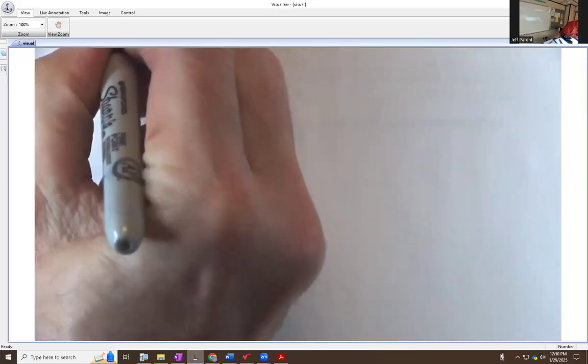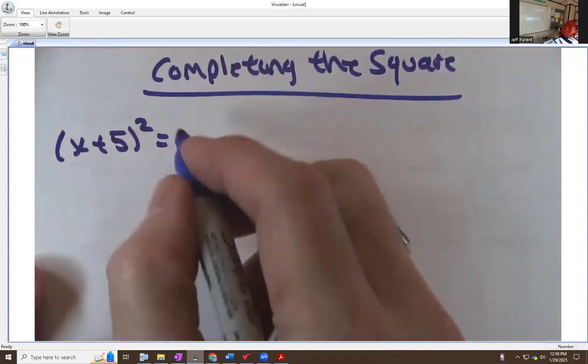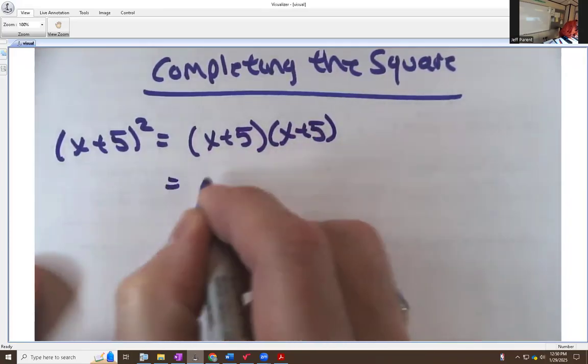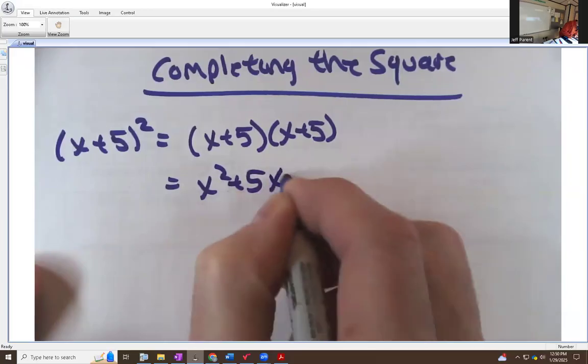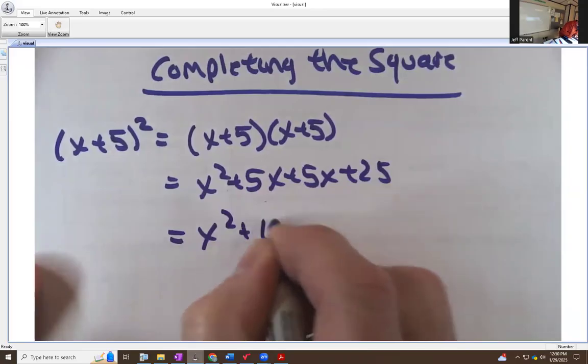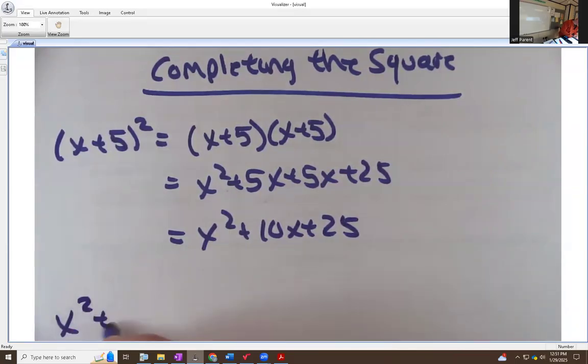And let's take a look at x plus 5 quantity squared. Well, a lot of you could probably do this in your head, and if you can, that's great. X squared plus 5x plus 5x again plus 25. Looks like this. But here's the kind of problem you're going to be faced with on an exam or maybe as part of your homework.